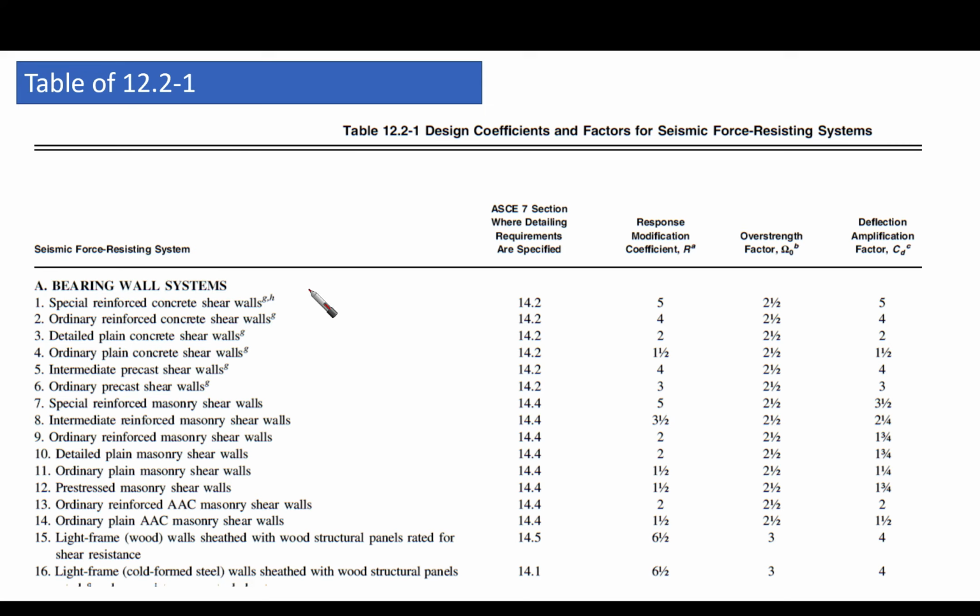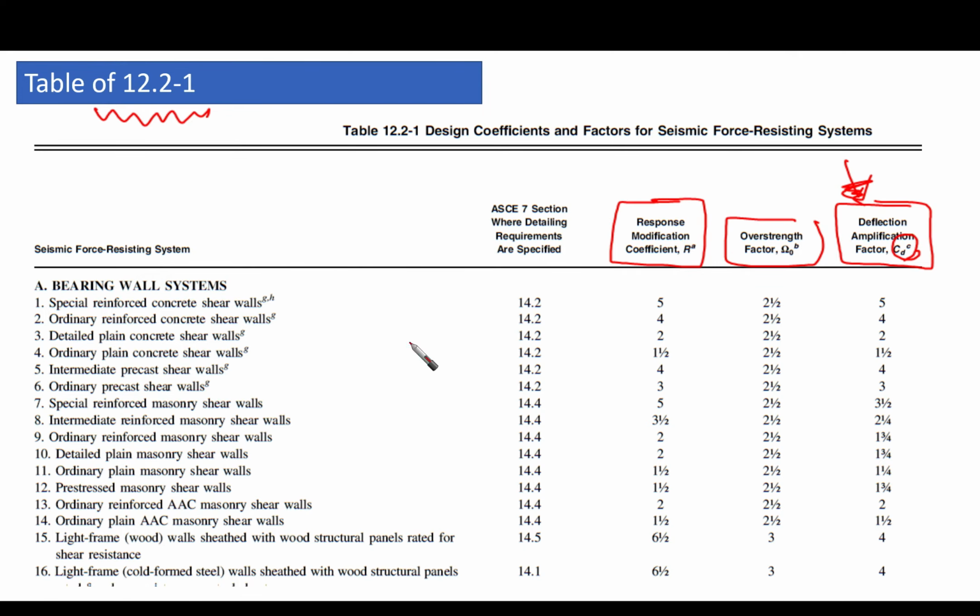For example, this is what already the code is giving for us in table 12.2-1. You're going to find here the seismic force resisting system. We have many of them here in the left hand side or in the first column, and you are going to find here response modification factor, and there is overstrength factor, and here deflection amplification factor. Right? So this is our concern. This is the CD.